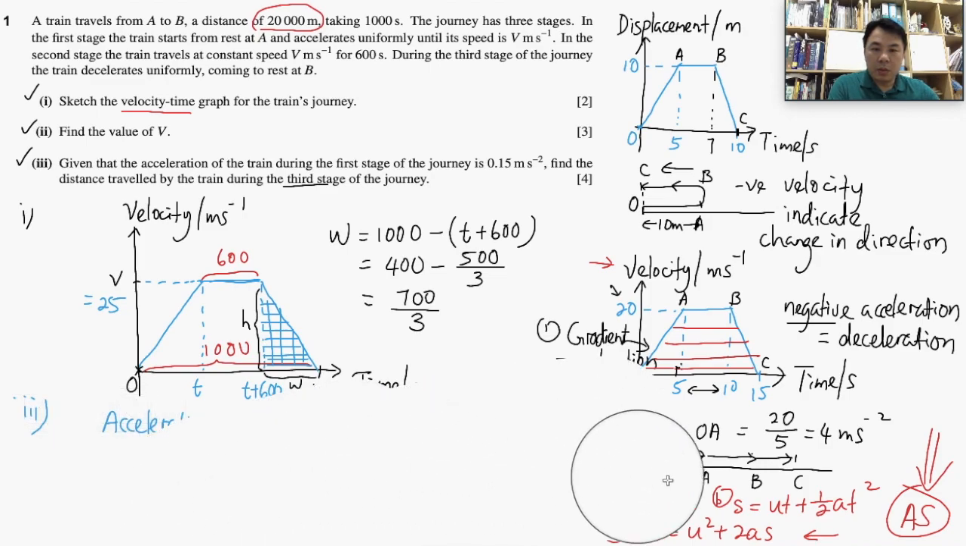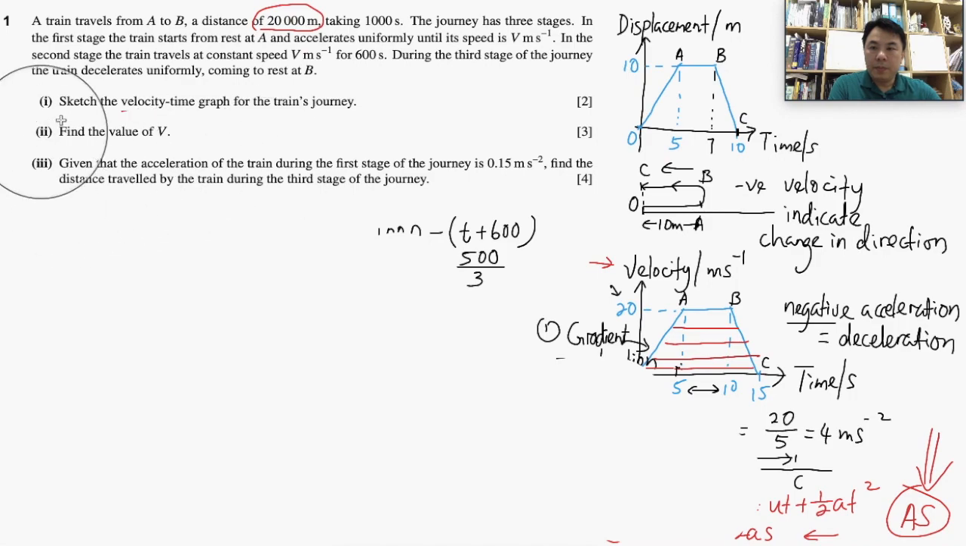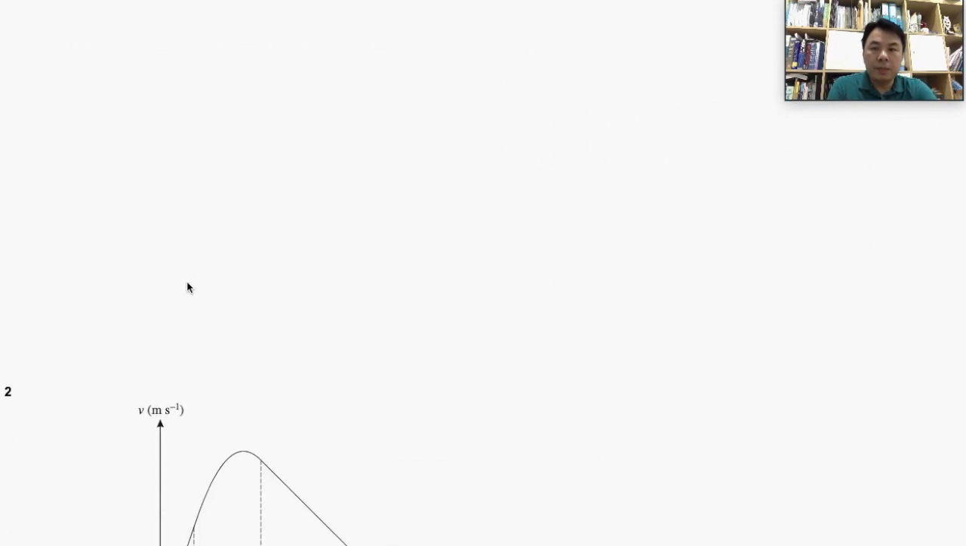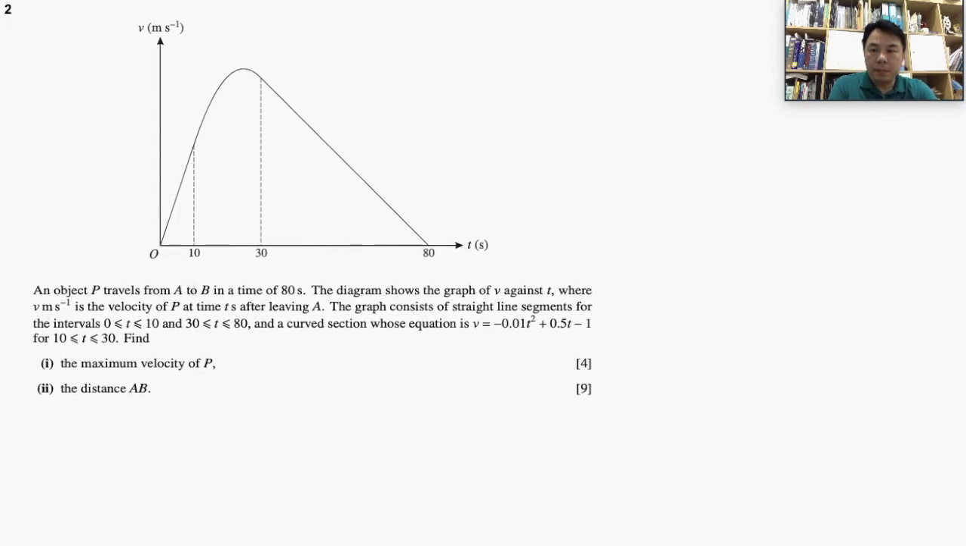Let me clean up all this. All right, second question. In the second question, we are given a graph of velocity against time again. Let's read through the description. An object P travels from A to B in a time of 80 seconds. So most probably it's from here to here, A to B, within 80 seconds.